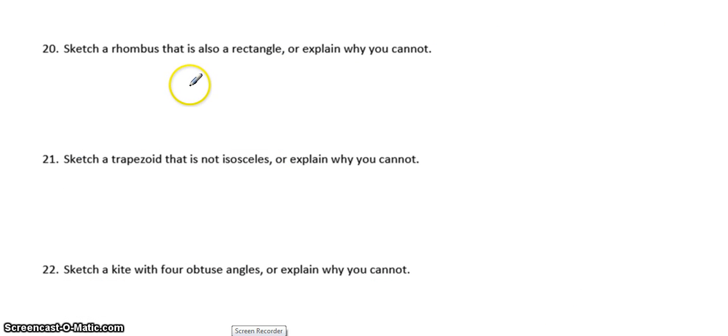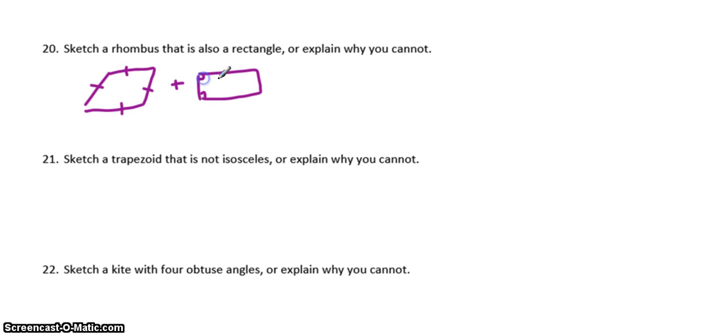Let's finish out with some quick sketches. 20. Sketch a rhombus that is also a rectangle, or explain why you cannot. So let's start by drawing a rhombus, just to get the idea here. A rhombus is a parallelogram with all congruent sides, and we need to make it so it's also a rectangle. A rectangle has those four 90-degree angles. Can we draw a quadrilateral that is both all congruent sides and 90-degree angles? In fact, we can. That shape will be a square. So all you need to do is draw a square. It's got the attributes of both a rectangle and a rhombus. And there it is.